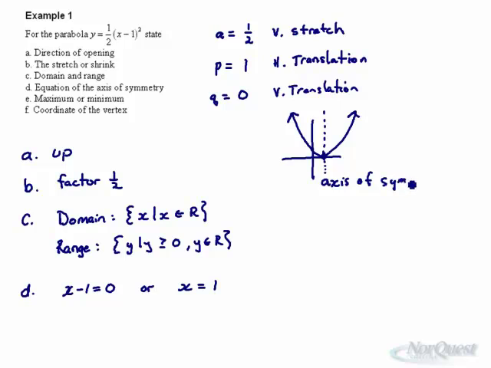It's what cuts this thing into two equal pieces, is another way to look at it. The maximum or minimum, well, that's going to depend on the direction of opening. Since this thing opens up, we're going to have a minimum, and the point is going to be the point P and Q. So the minimum occurs at that vertex, which is going to be the point 1, 0. And that kind of answers my next question. The coordinate of the vertex is also going to be 1, 0.